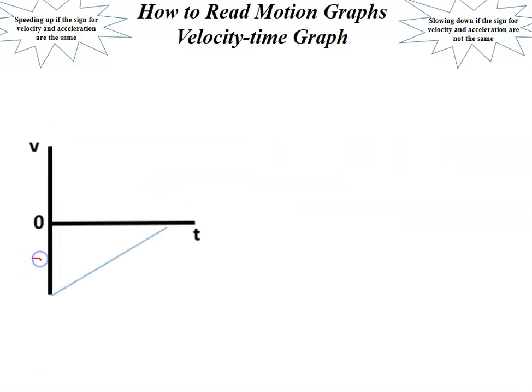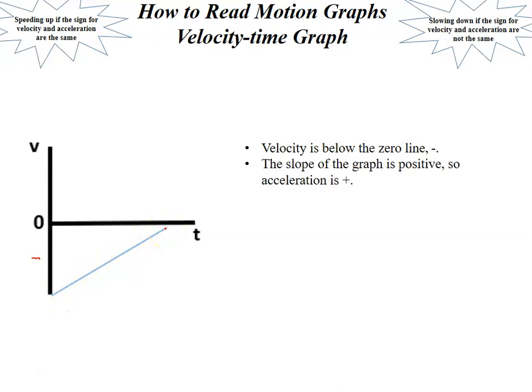This one's in the negative, and so this is a negative velocity. The slope is going upward, so it's a positive slope or a positive acceleration. A negative velocity and a positive acceleration indicate slowing down. Again, going from a not zero velocity towards a zero velocity. That is slowing down.